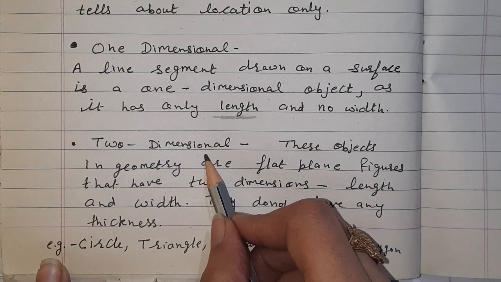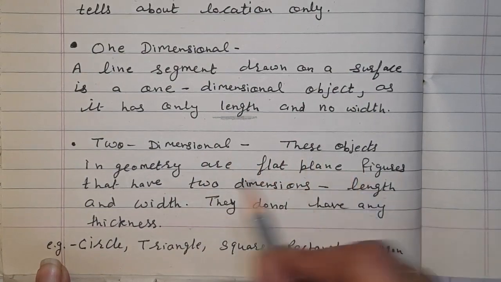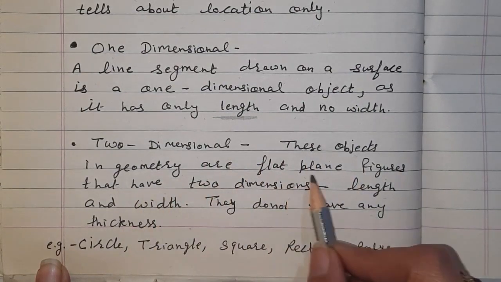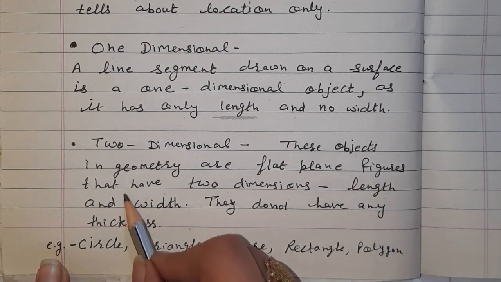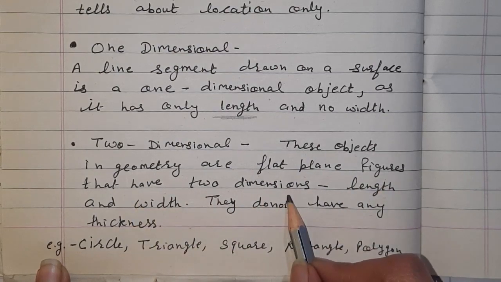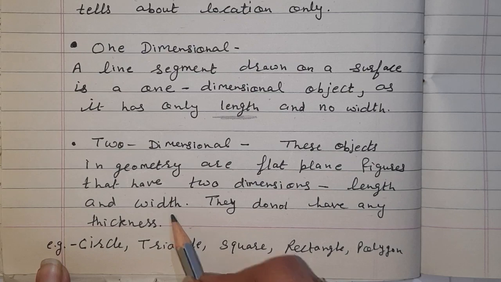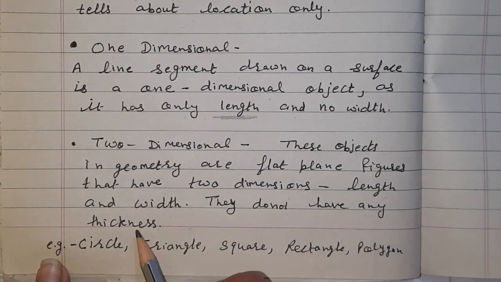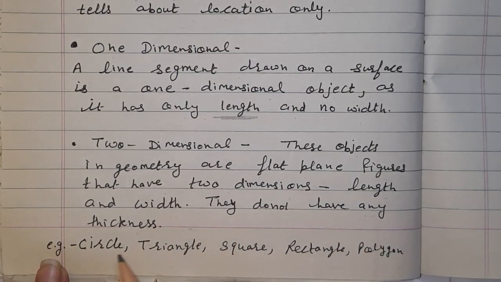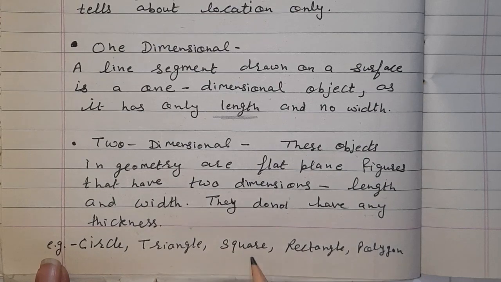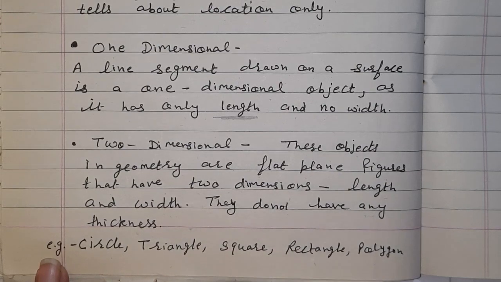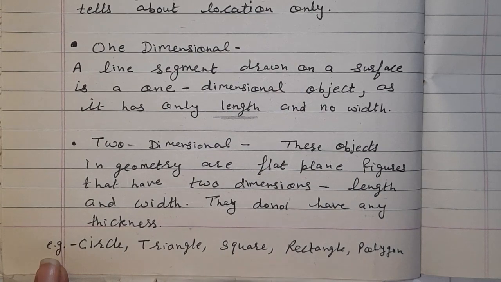Two dimensional, 2D. These objects in geometry are flat plane figures that have two dimensions, length and width. They do not have any thickness like circle, triangle, square, rectangle, polygon. These tell about length and width but not about thickness.